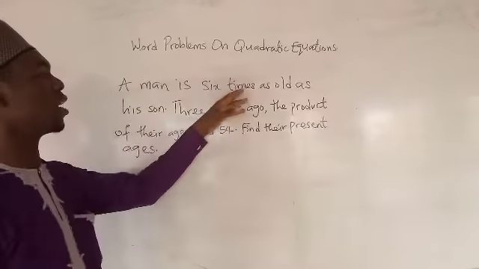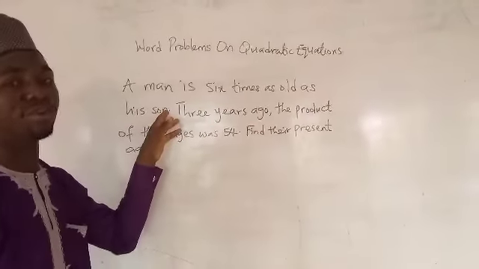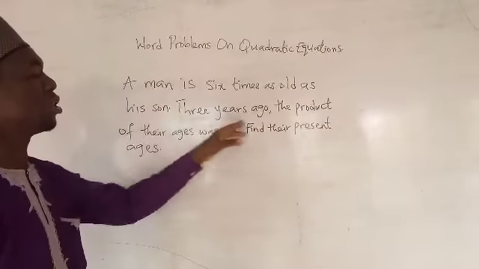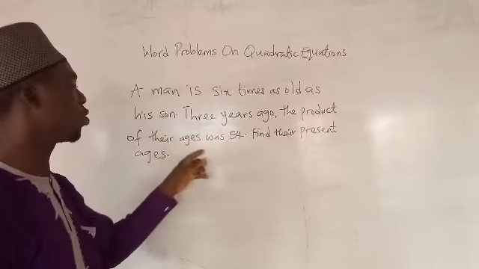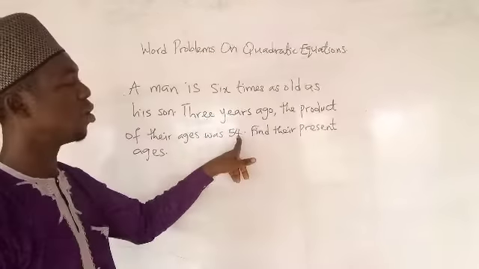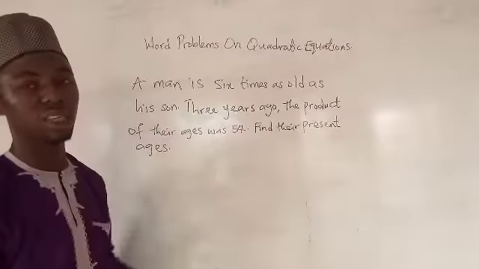A man is 6 times as old as his son. 3 years ago, the product of their ages was 54. Find their present ages.